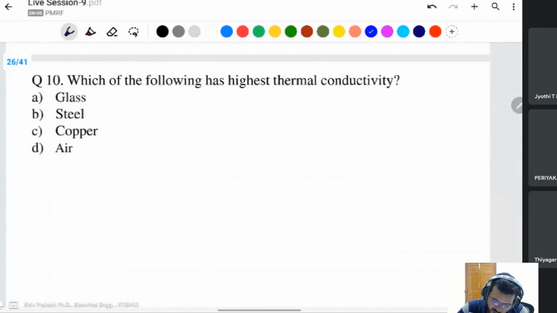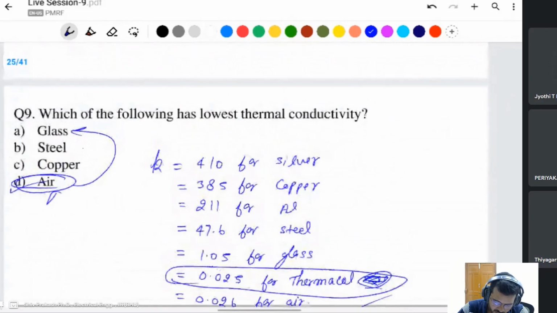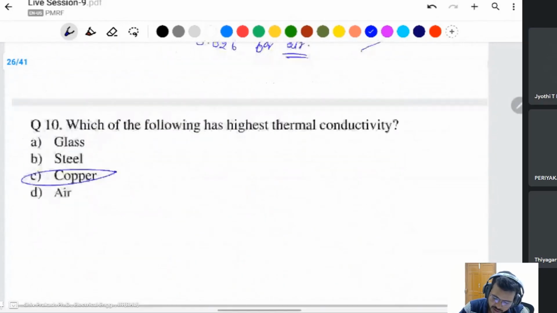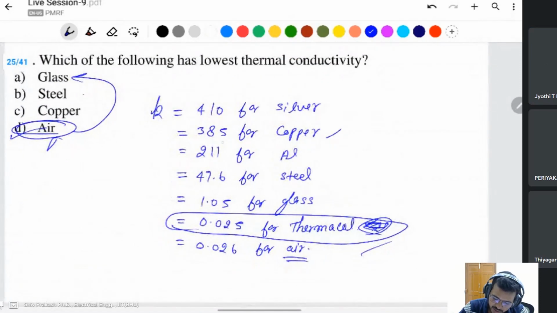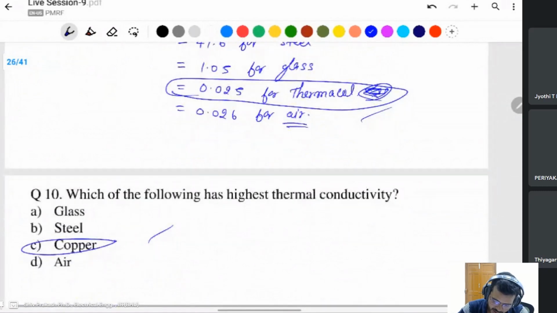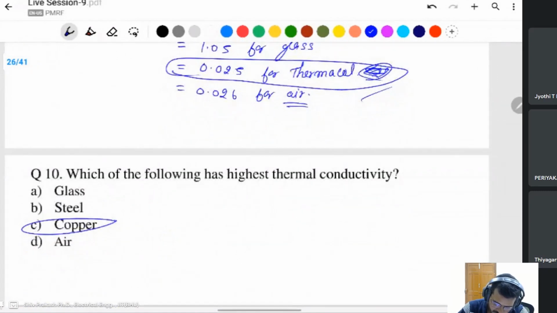Next one, which of the following has the highest thermal conductivity? The lowest was this one, the highest is this one. The highest is copper, 385, because silver is not there in the options here. That's why copper is the answer.